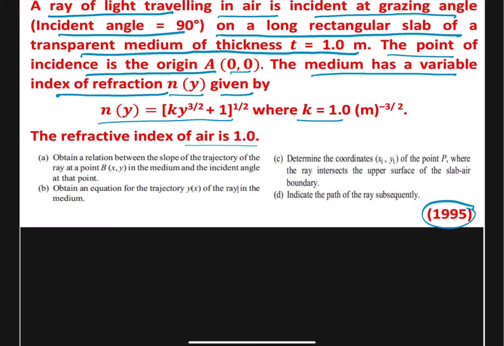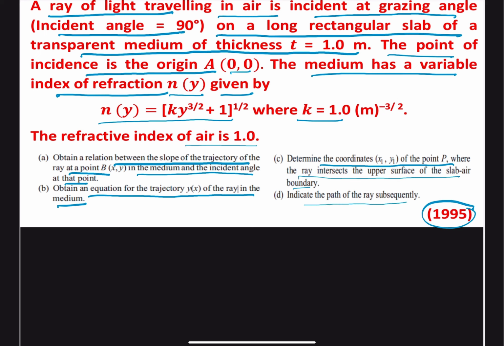First one is, obtain the relationship between the slope of trajectory of the ray at a point B in the medium and the incident angle at that point. B is, obtain the equation of trajectory y(x) of the ray in the medium. C is, obtain the coordinate (x1, y1) at P where the ray intersects the upper surface of the slab boundary. Indicate the path of the ray subsequently.